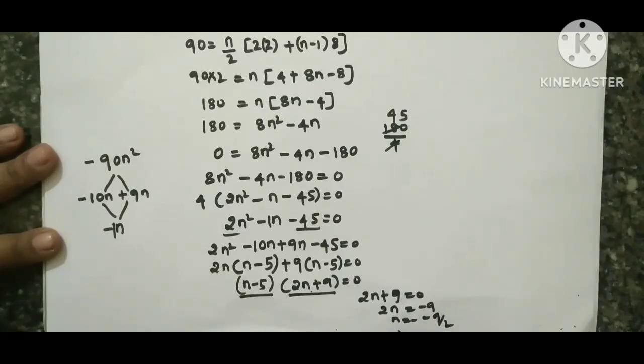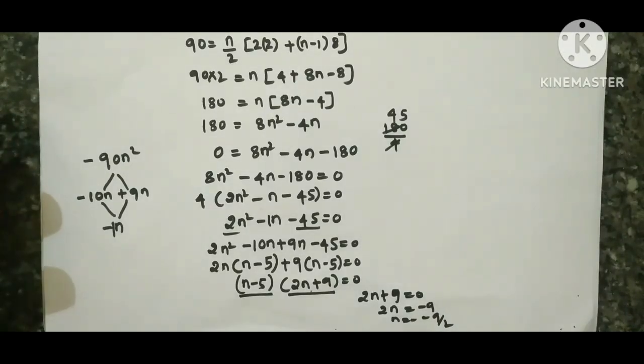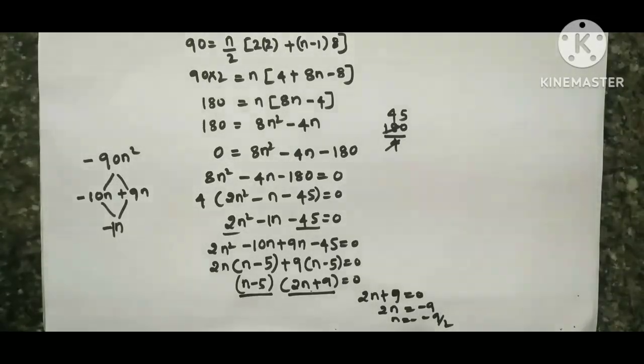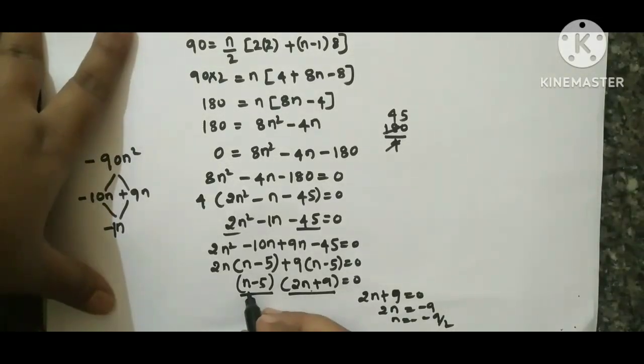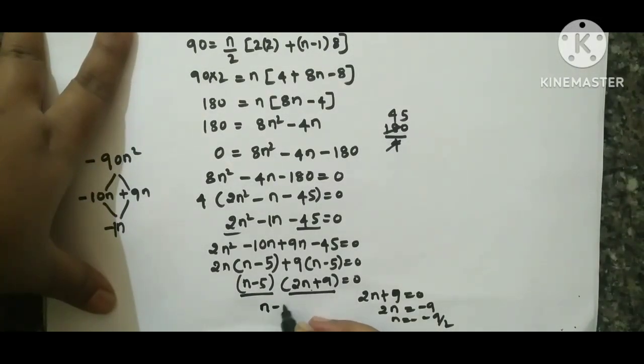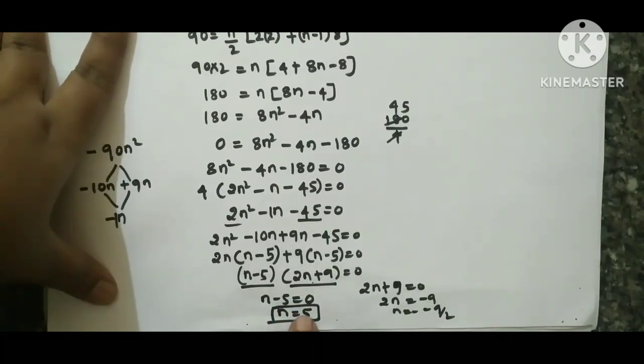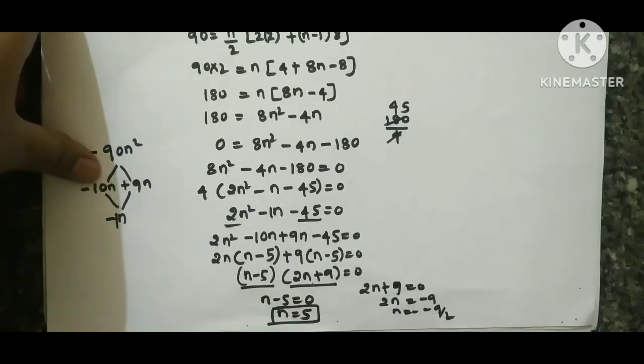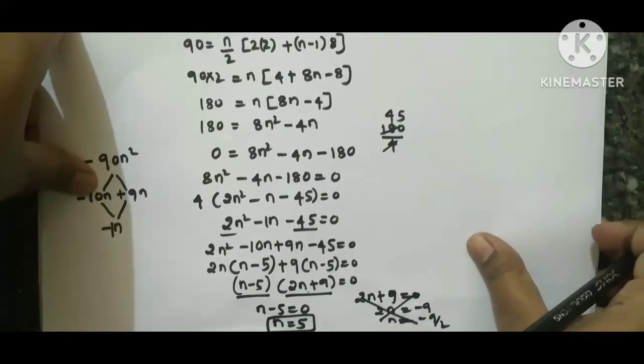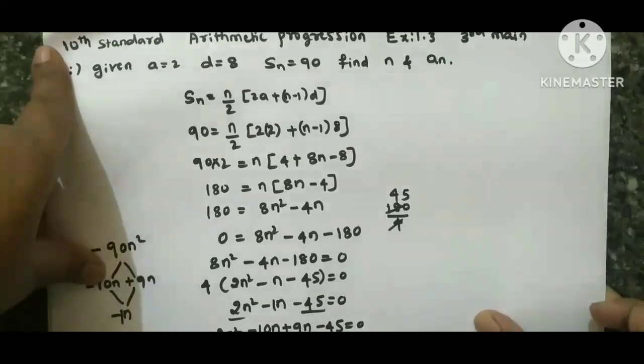Always n, the number of terms, will be positive and it should be a whole number, not a fraction. So this answer we are not going to get. So we should consider only n minus 5 equal to 0. n minus 5 equal to 0 means n equal to 5. Means how many terms are there in that AP? The number of terms in the AP is 5. Now we got the n value here. So we should not consider this, because n value is minus 9 by 2. We will not get the number of terms as negative or a fraction.